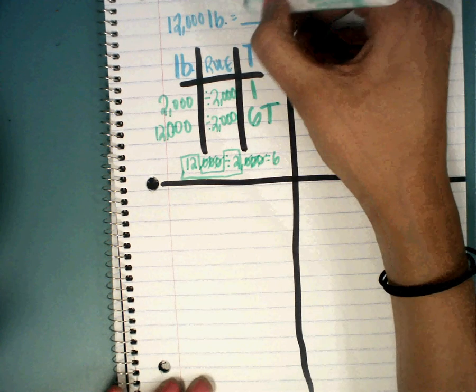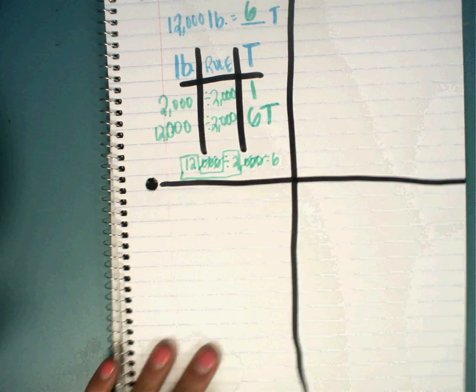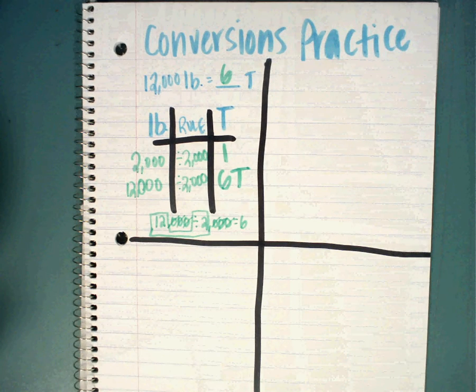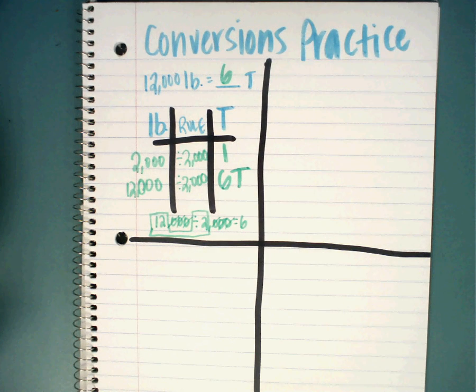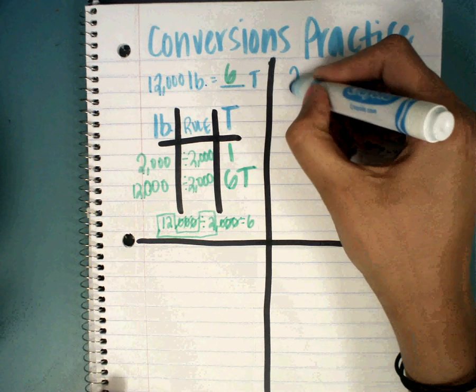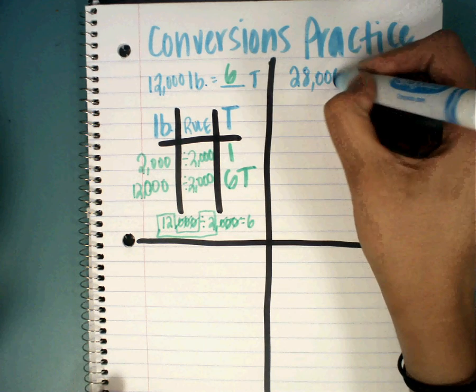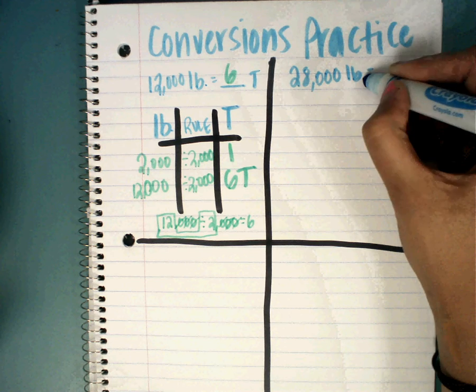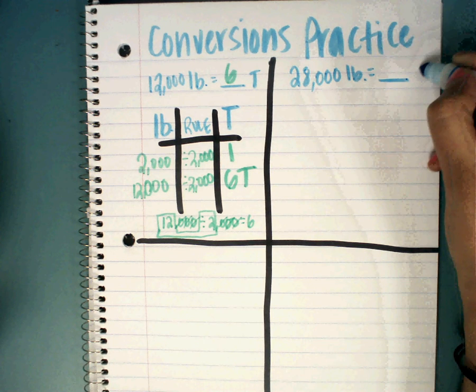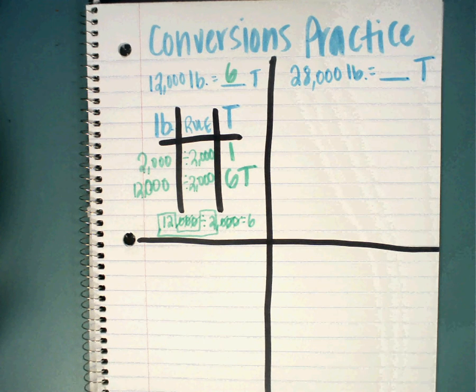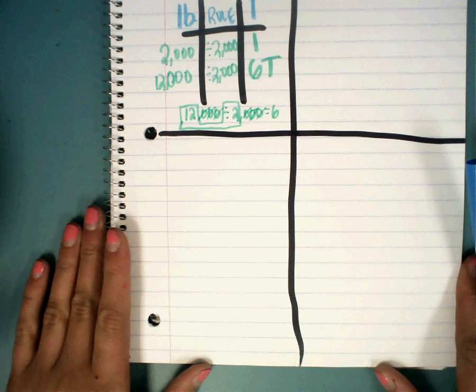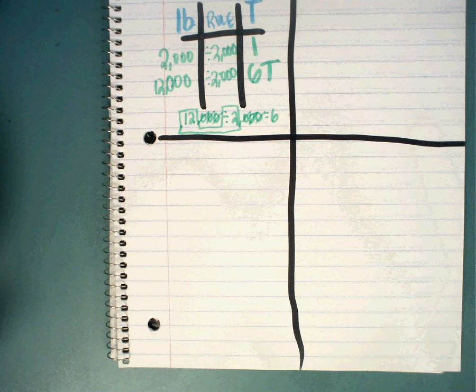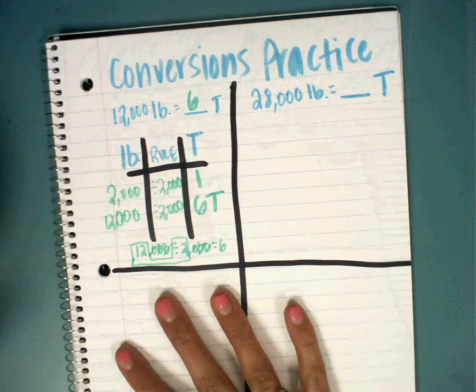Okay? So the one that you're going to figure out is going to be 28,000 pounds equals some number of tons. What is it? So that's one you're doing by yourself. I will be checking this tomorrow, by the way. Well, let's come down here for a second. That's 28,000 pounds. I'll let you copy that real quick.